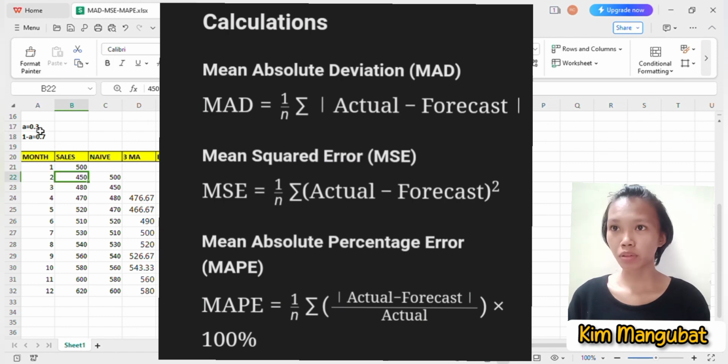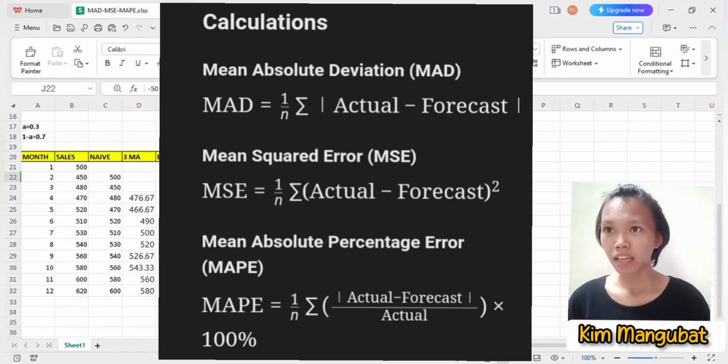And MSE, or mean squared error, is equal to 1 over N. As I said, the N here is the 12 months. And the summation of actual minus forecasted sales, squared. So when we get the result of actual demand minus forecasted sales, we square each result, multiplying it by itself, and add them up. That's how we calculate the MSE, or the mean squared error.